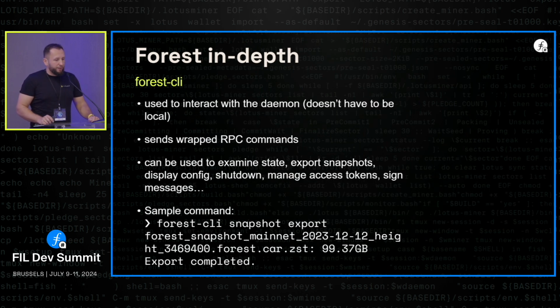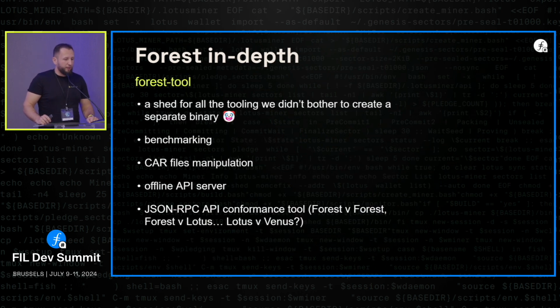And there is Forest CLI. It's used to interact with the daemon, so you don't have to use curl with long JSON payloads. You can just use the Forest CLI that wraps those RPC commands in a nice interface. It can be used to do numerous things with Forest, and you can do snapshot exports, for example. There is Forest tool, which is basically a Forest shed.